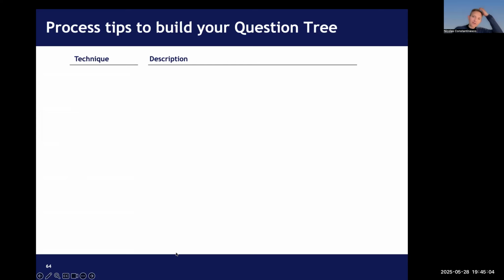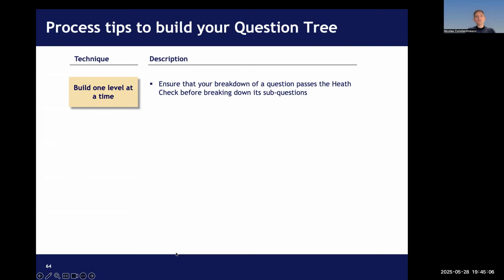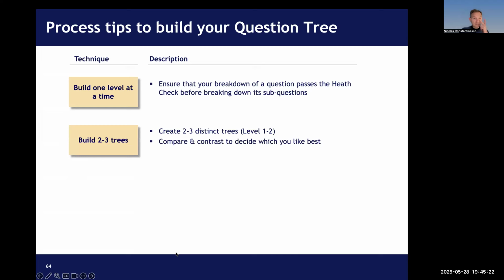I think when you're building a tree, build one level at a time. So build your level one, and then you can build out to the first question in level one down to level two and so on. But don't build horizontally, build vertically. And we talked about this, but I really suggest building two or three different trees, down to level one or two, because it gives you the possibility to compare before choosing this way and fully detailing it out.